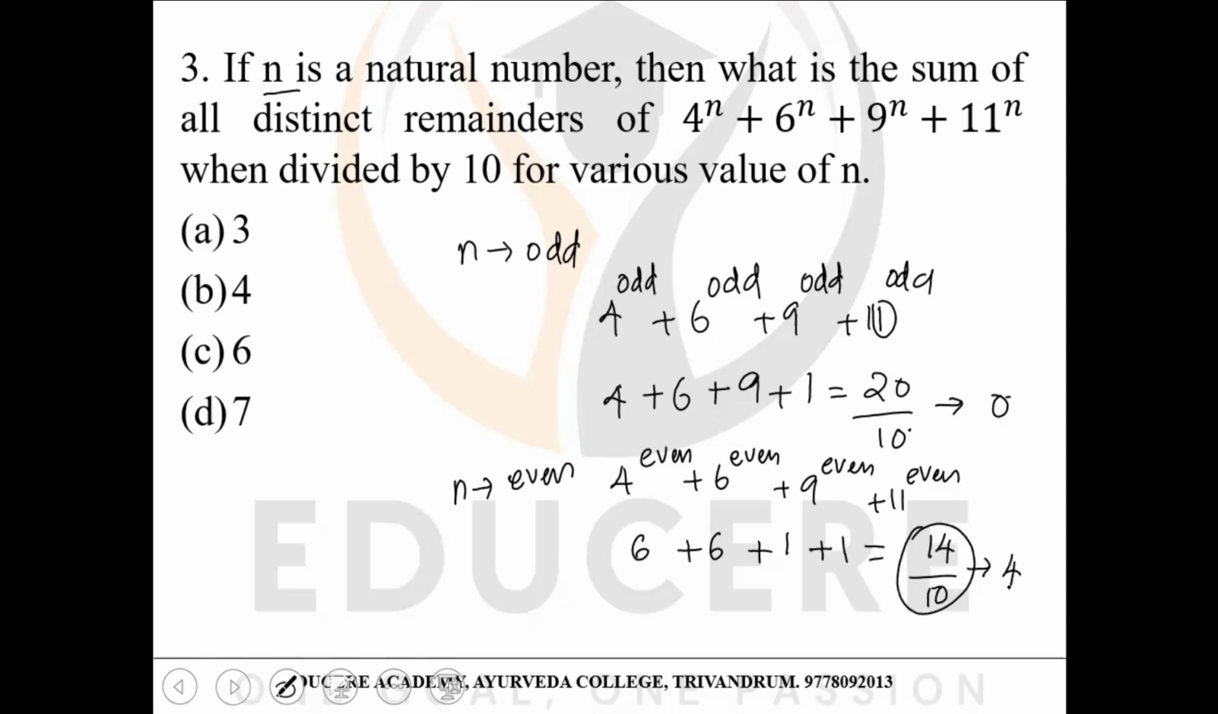So you have two possibilities: for n odd, the remainder is 0, and when n is even, the remainder is 4. They have asked for the sum of all distinct remainders. That means we have the possibilities 0 and 4, so the sum is 4. So option B is the correct answer.